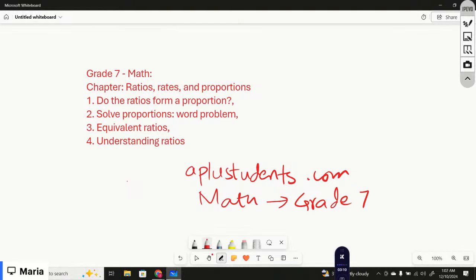We're going to start with the chapter ratios, rates, and proportions. The lessons we're going to cover today are do the ratios form a proportion, solve proportions word problems, equivalent ratios, and understanding ratios. So please make sure you have your notebook and pencil so that you can note down the important examples and definitions as well.